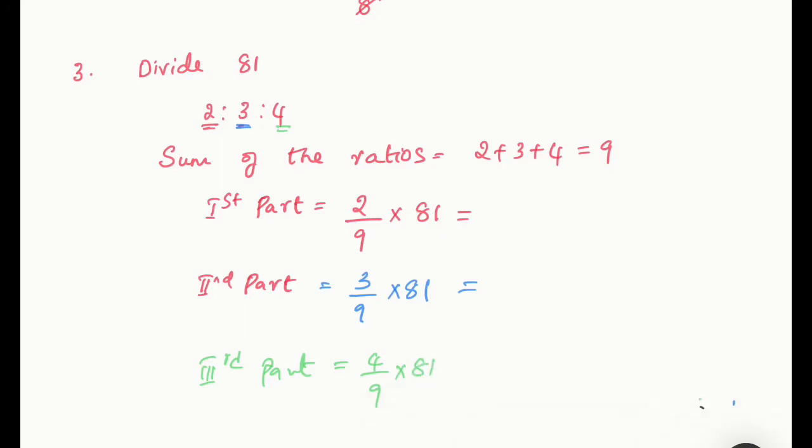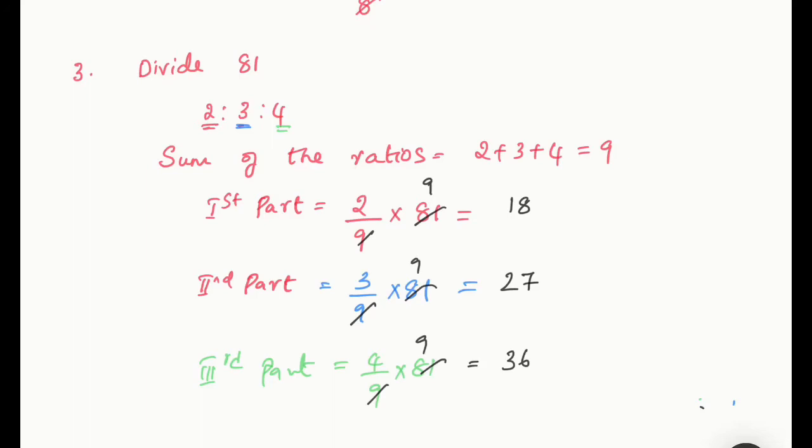Now let's find the answer for it. You know 9 nines are 81, so you can cancel here. Again here also the same thing. Here also. So what's the final answer? 2 nines are 18, 3 nines are 27, 4 nines are 36.